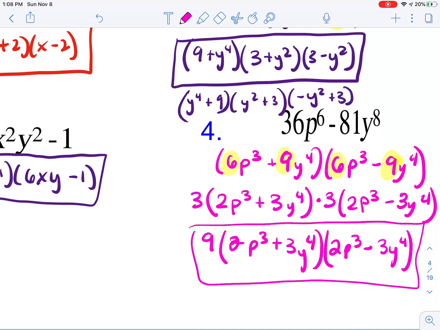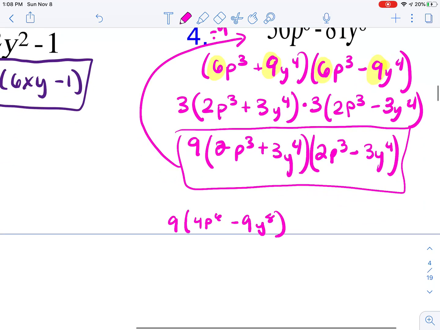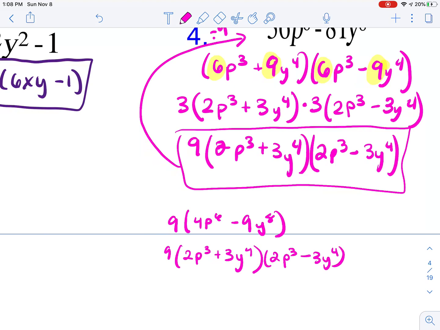Now, if you take a look at the original question, you might have noticed that both of those values are divisible by 9. So you could have easily factored out the 9 first to get 4p to the 6th minus 9y to the 8th, and then used difference of two perfect squares, recognizing that those were all perfect squares. And you would get to the same answer: 2p to the 3rd plus 3y to the 4th and 2p to the 3rd minus 3y to the 4th.